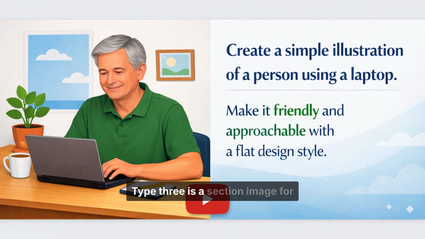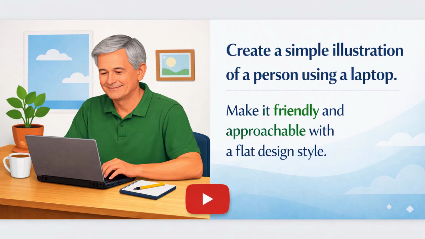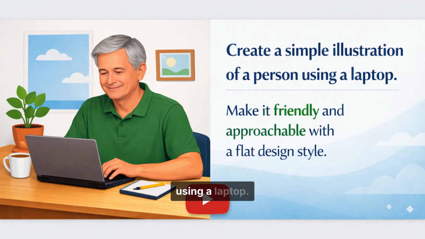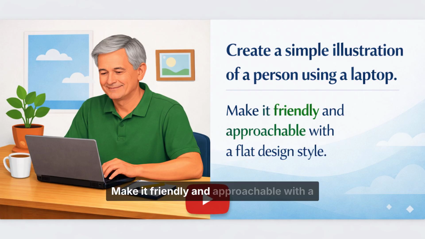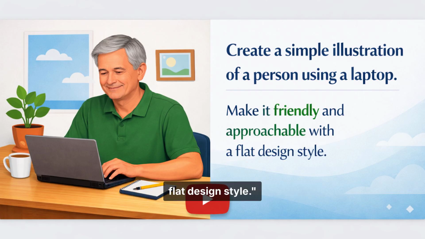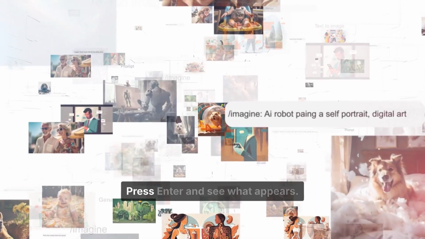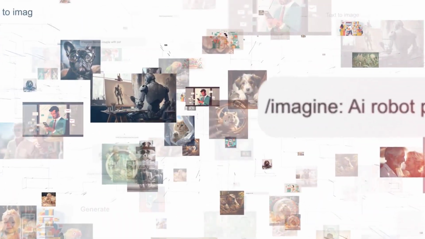Type 3 is a section image for inside a guide. Here's a prompt example. Create a simple illustration of a person using a laptop. Make it friendly and approachable with a flat design style. Try one of these now. Type the prompt, press enter, and see what appears.